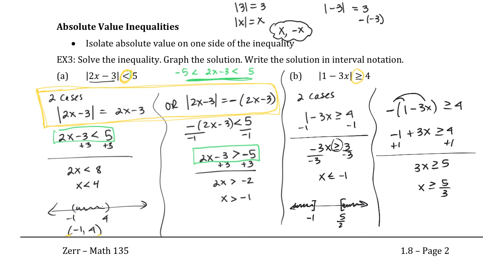So my interval here would go from negative infinity to negative 1 and including it. Or you skip over and include 5/3 towards positive infinity. There we go.